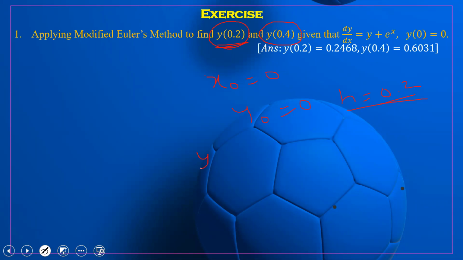So we can calculate what is the value of y1. y1 is equal to y0 plus h times f of x0 y0. So y0, what is y0 here?